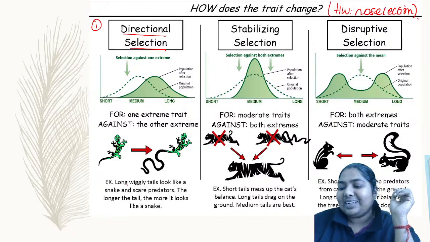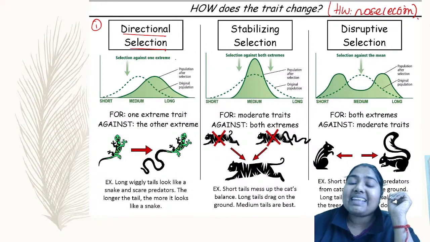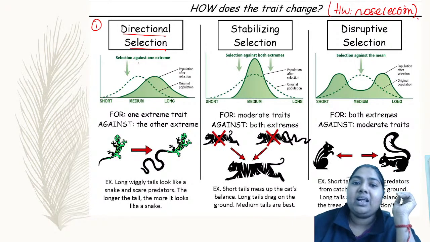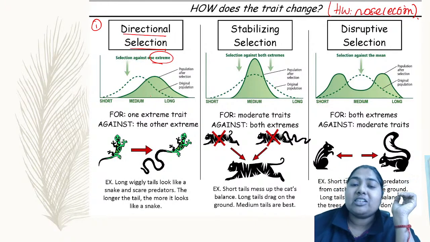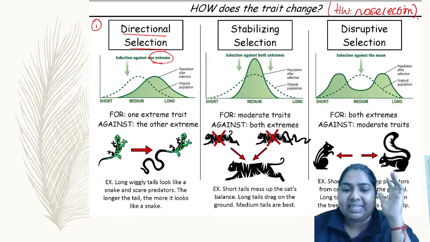In directional selection, what happens literally? One side is favored, or one extreme is going to get favored. One of the extremes is going to get favored. So that is what is called directional selection.